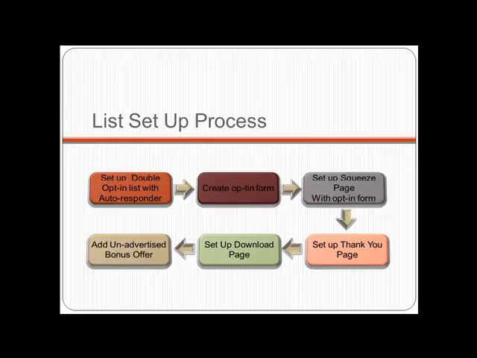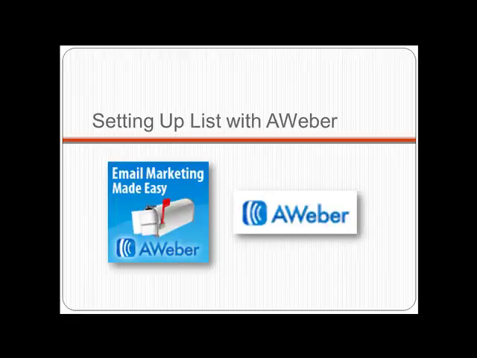And then you'll want to consider adding an unadvertised bonus offer of some sort to basically allow you to generate more commissions, or add a relevant offer to the download page. That way you can make more commissions and a little more money on the back end. So that's kind of the process here. You need to set up your list, create the opt-in form, and then get that opt-in form into the squeeze page and get it up and on the internet. So I'm going to actually go over to Aweber now and actually show you step by step how to set up this list with Aweber.